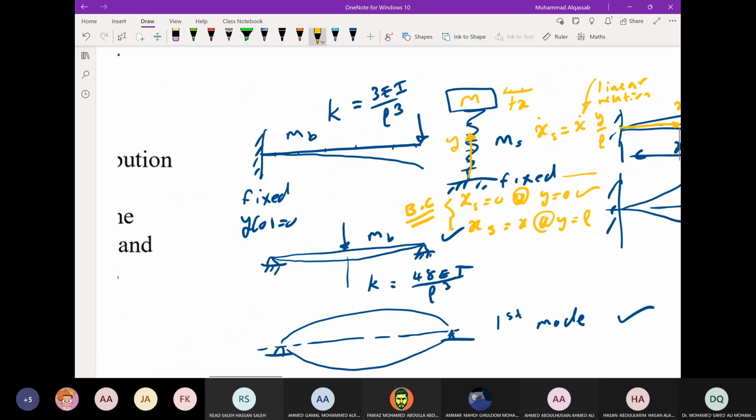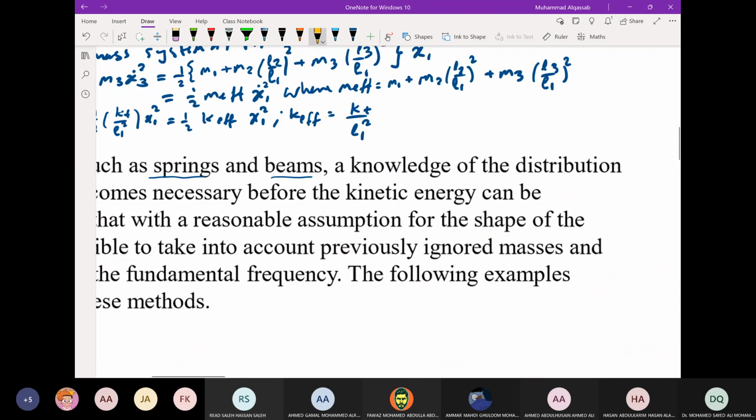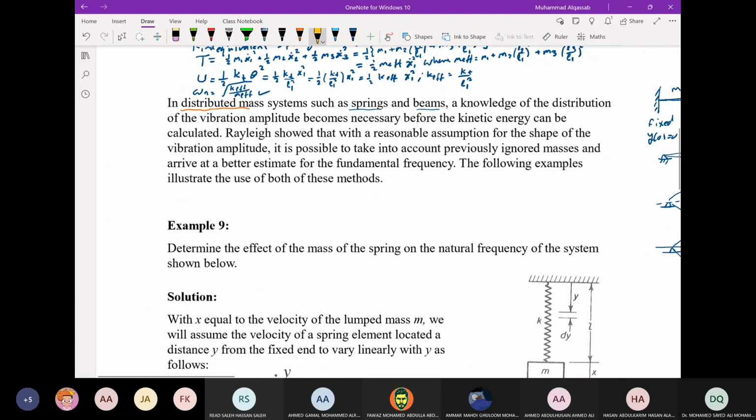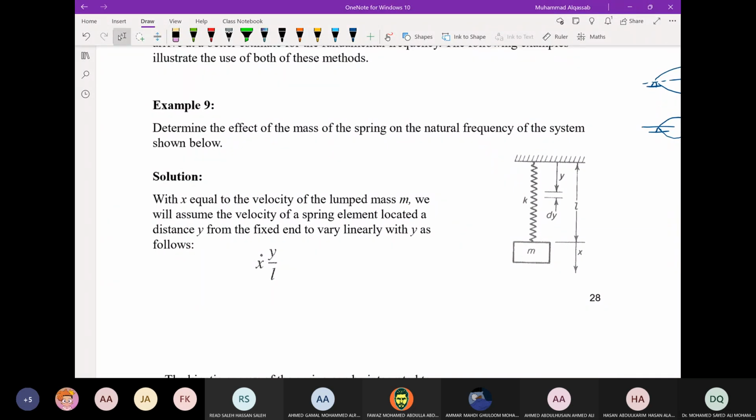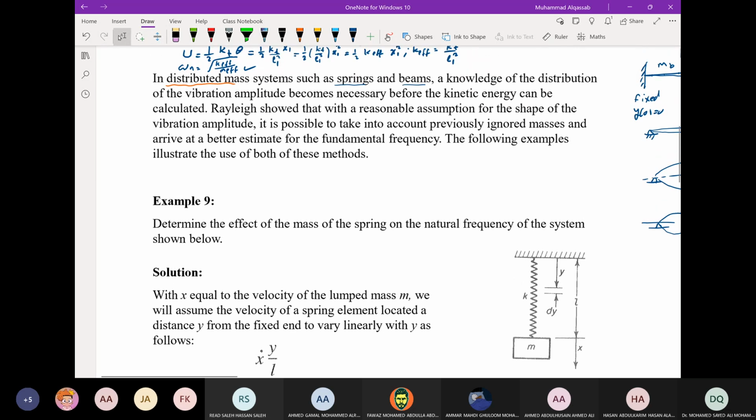I know the time is over, so we will come back to this with the tutorial next time. We will talk about example 9 next time.